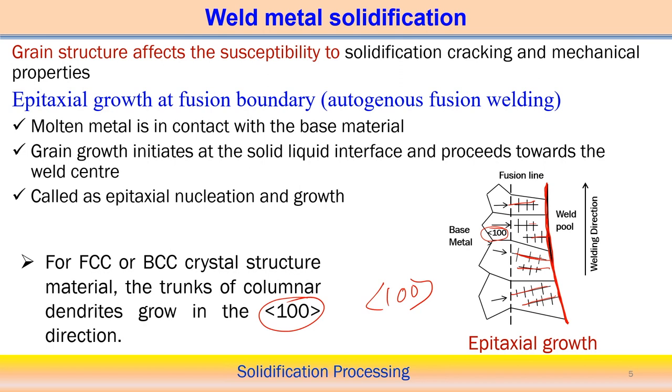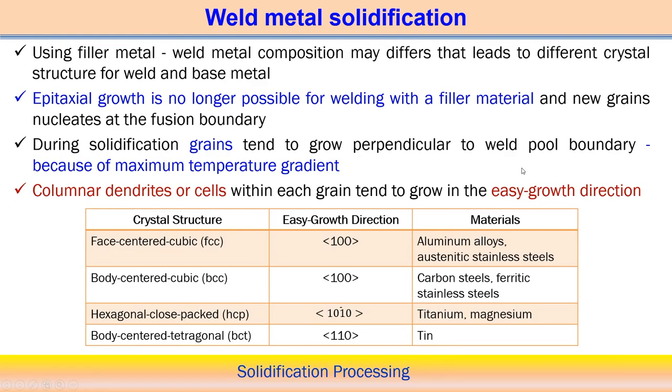The solidification of the weld center occurs at the end. When growth moves in one particular direction, the easy growth direction or preferred orientation, this is called epitaxial nucleation and growth. So, in epitaxial nucleation and growth, the nucleation occurs at the boundary and it grows in one particular direction. That is the understanding of epitaxial growth associated with the welding process.